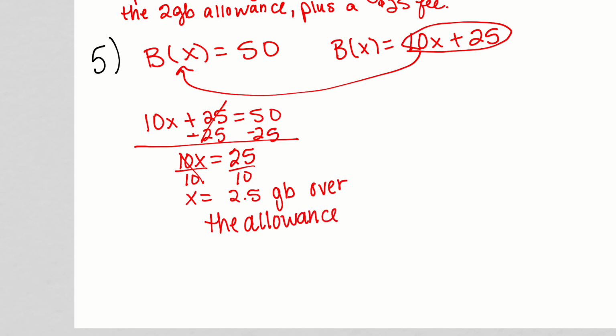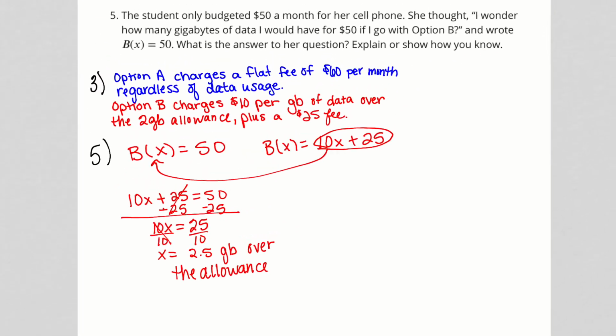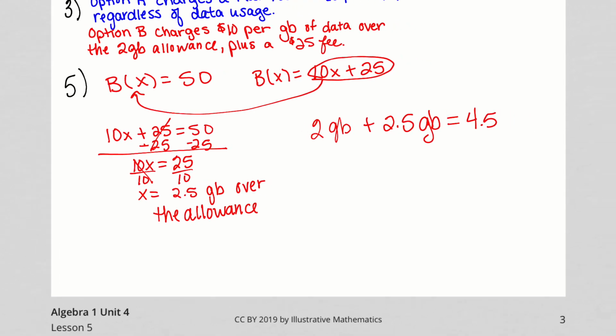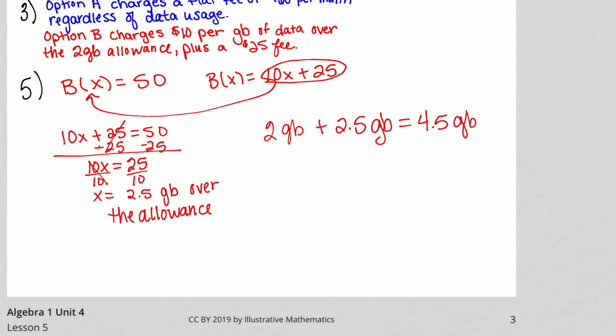So her total amount of data that she can use would be, let's see here. She gets 2 gigabytes already. So we want to add the 2 gigabytes and the 2.5 gigabytes she can have over the allowance. So we will get a total of 4.5 gigabytes total that she would be able to use for $50 with option B. We are going to skip the "Are you ready for more?" that's on your paper, and we're going to go to the next page.